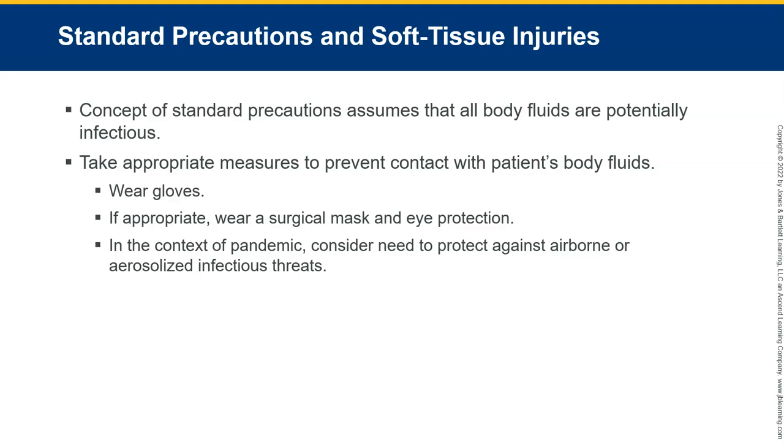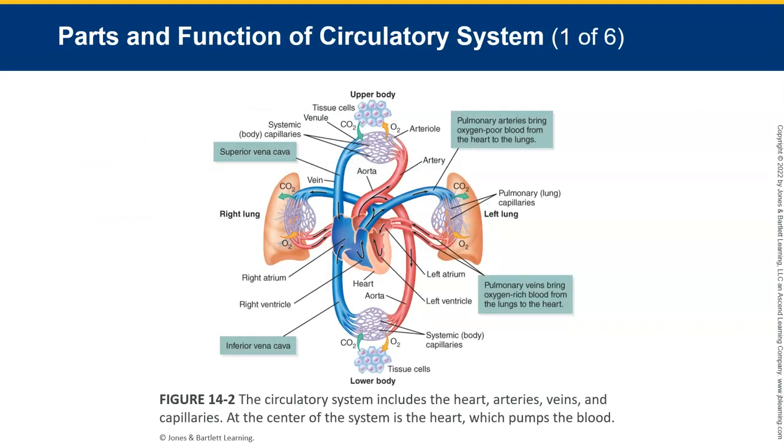So at times, now you may need to wear a mask or eye protection if there's danger of blood splatter, or if the patient is coughing or vomiting bloody material. You want to be prepared for this kind of stuff. And then in the context of the pandemic, consider the need to protect against airborne or aerosolized infectious threats as well.